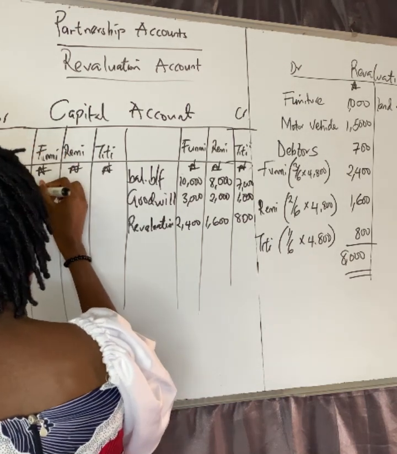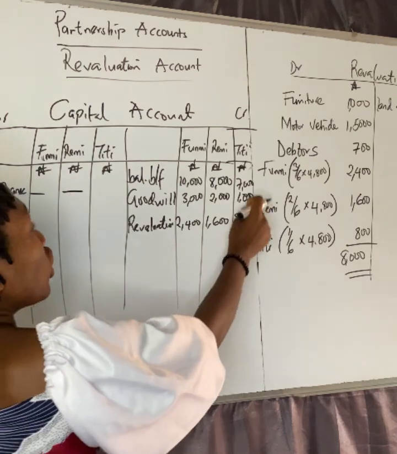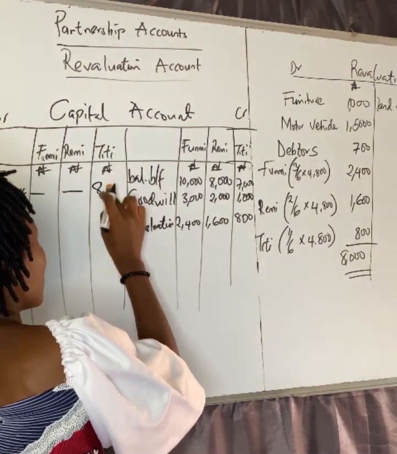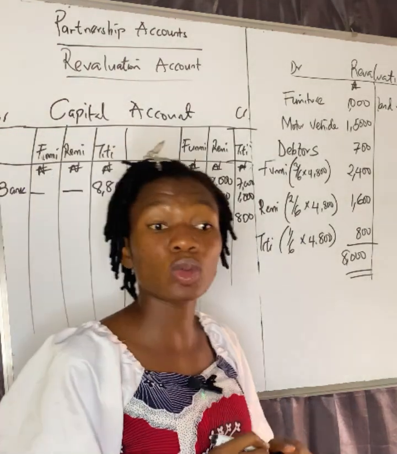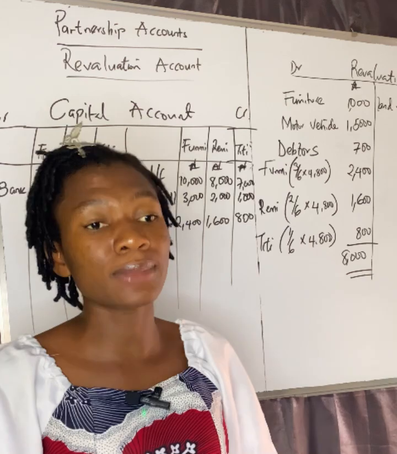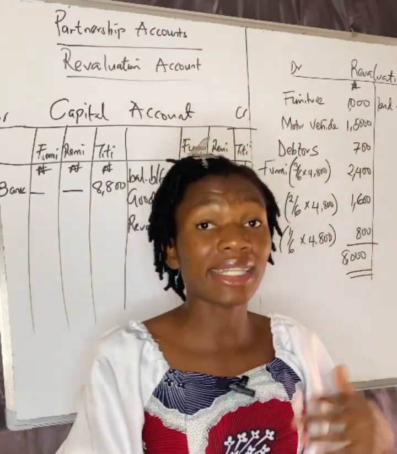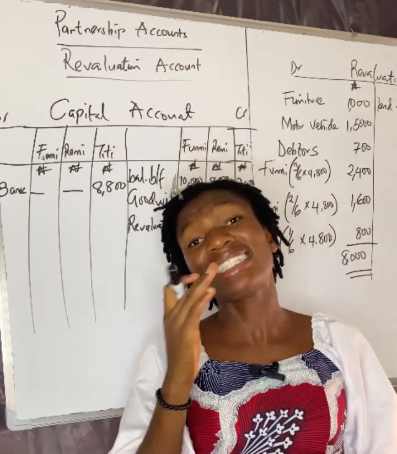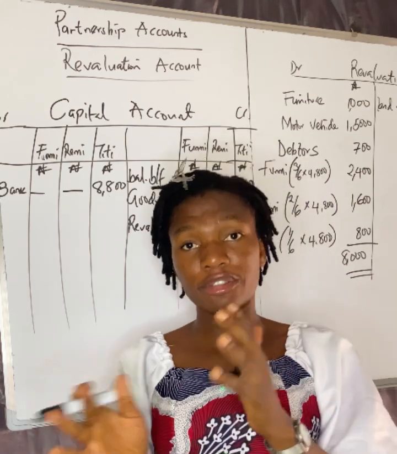We'll be debiting for Titi, not for Fumi. Fumi is still in the business, not for Remy, but for the person that is leaving. And her total amount is 8,800 naira. Like I said, this only happens in the case where she is paid fully. There are times where the business may not be solvent enough to pay off that partner fully.